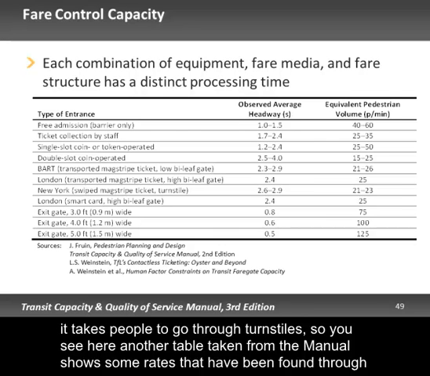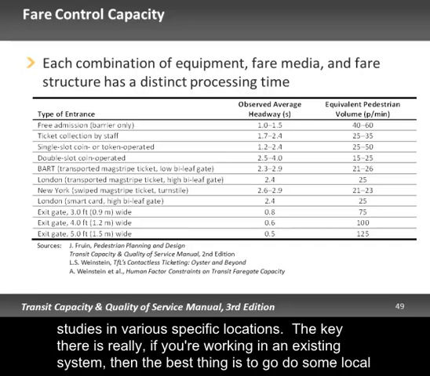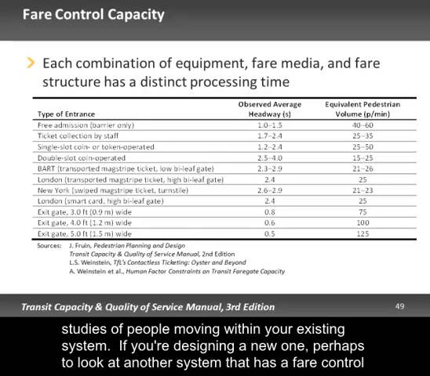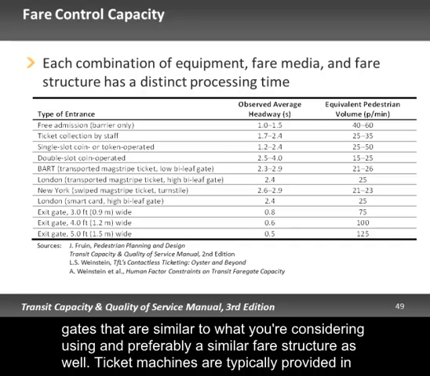So you see here another table taken from the manual, shows some rates that have been found through studies in various specific locations. The key there is really, if you're working in an existing system, then the best thing is to go do some local studies of people moving within your existing system. If you're designing a new one, perhaps to look at another system that has fare control gates that are similar to what you're considering using, and preferably a similar fare structure as well.